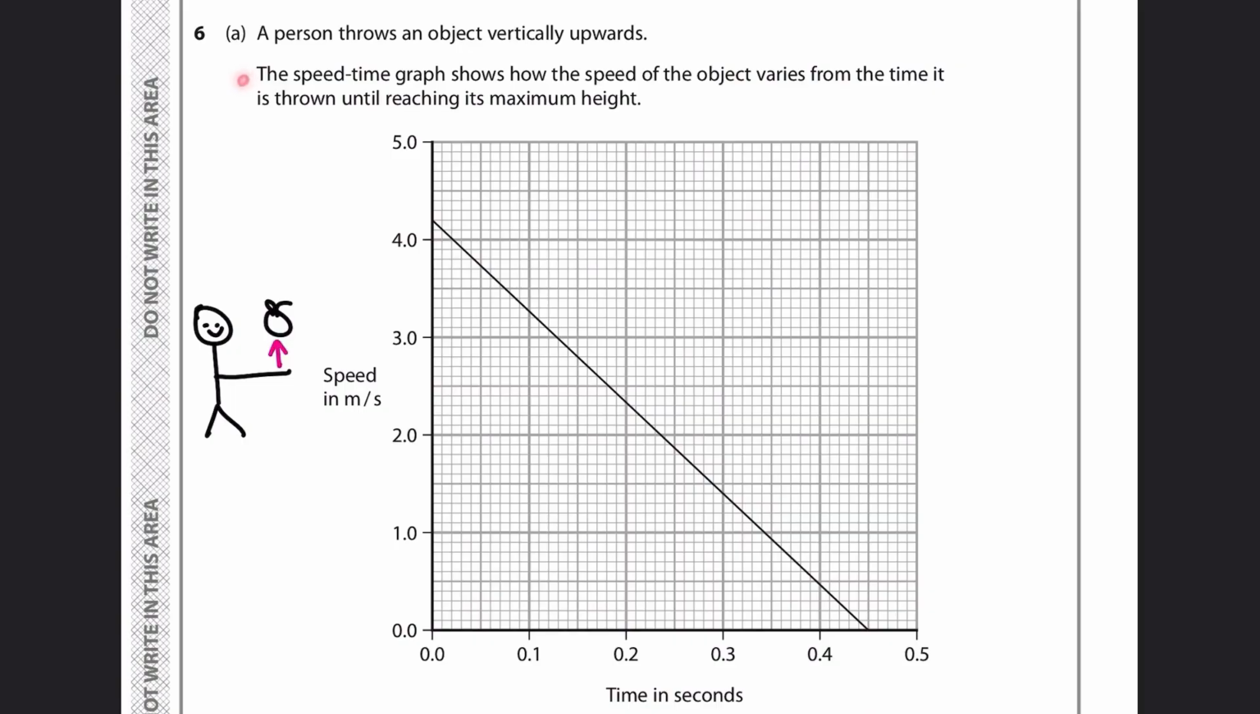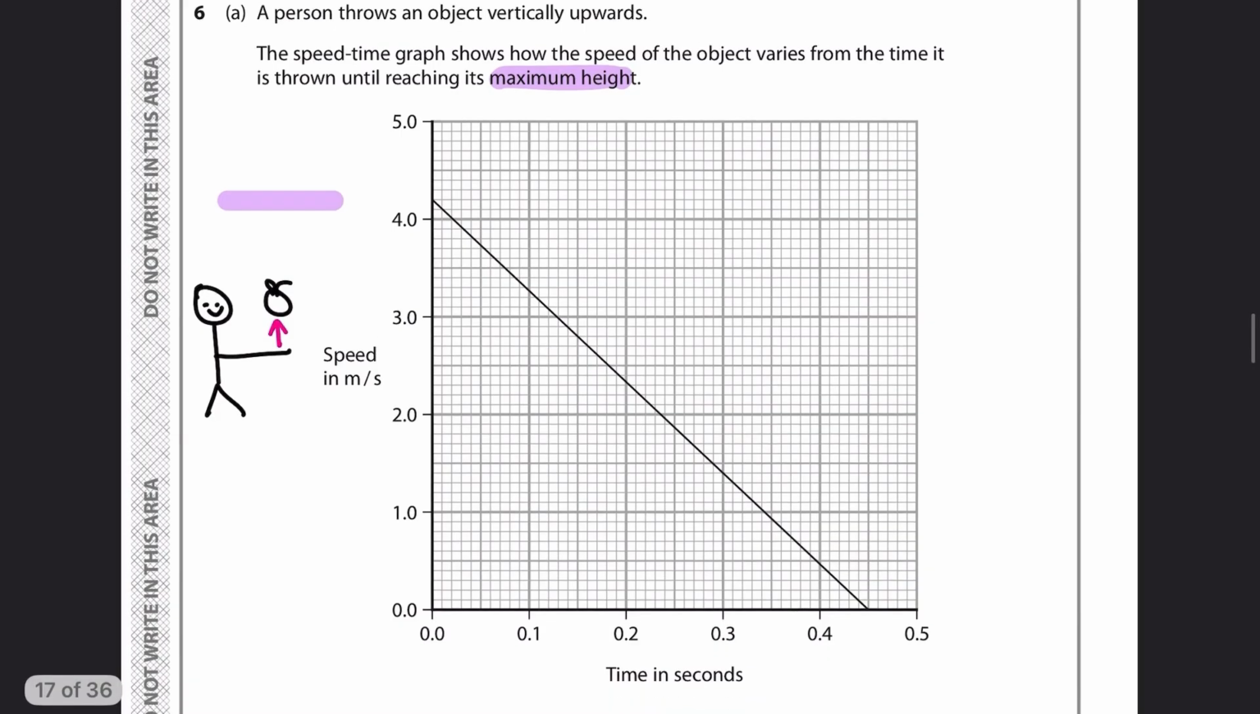And the speed time graph shows how the speed of this apple varies from the time it is thrown until reaching the maximum height. So let's say the maximum height is here. That makes sense, right? When you throw an apple, it's going to go up into the air and then reach some maximum height and then fall back down because of gravity. Get it? Now, with this graph, make sure you understand what's happening.